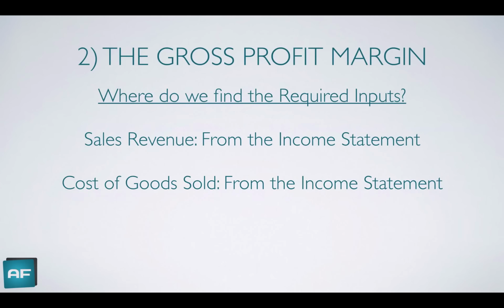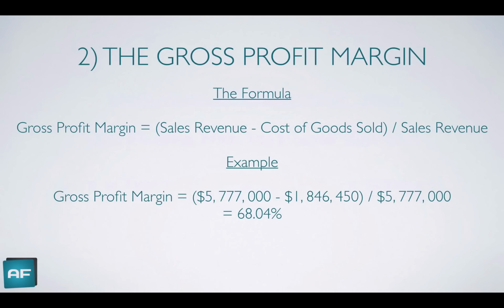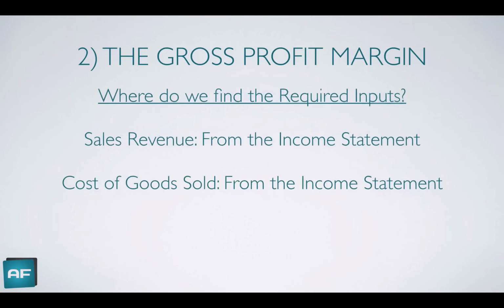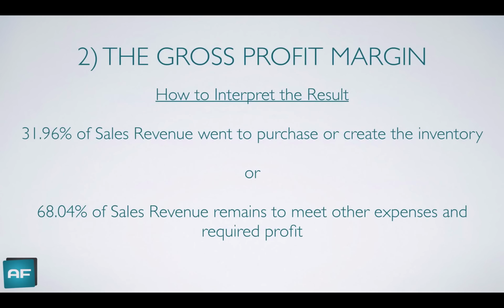So let's go back a bit. Your cost of goods sold would be 1,846. That's what you pay for your widgets, and what you sell your widgets for is 5,777. If you calculate that formula, that will leave your gross profit margin at 68.04. All right, let's go back forward again. Alrighty, how do we interpret the results?